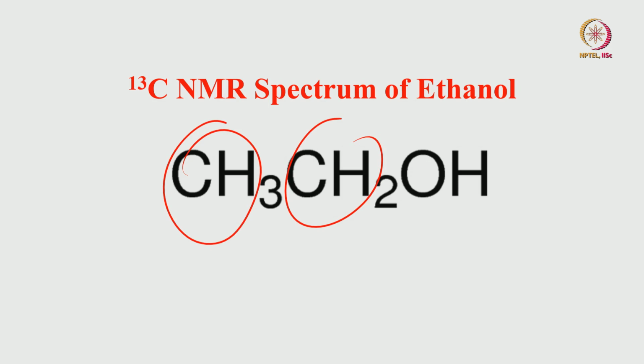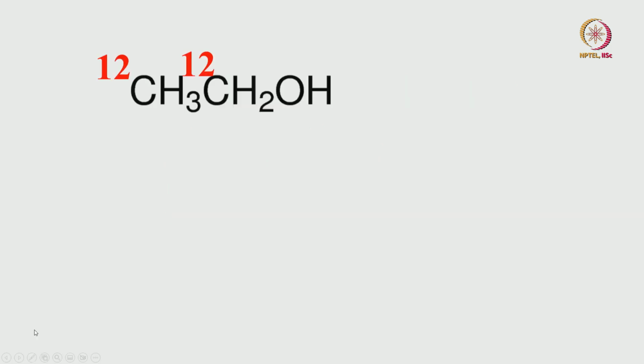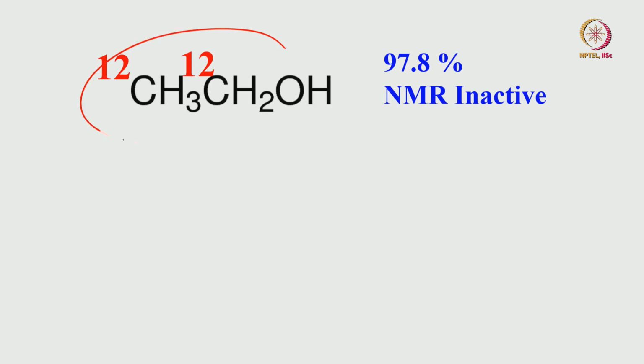How do we get the carbon-13 spectrum? First of all, let us understand the isotopomers of ethanol. How many isotopomers of ethanol can you think of? One has both carbons as carbon-12, as we said. In a molecule containing 2 carbons, the probability is 97.8%. You will not get a spectrum from this ethanol at all. 98% of the molecules will not give you any NMR signal.